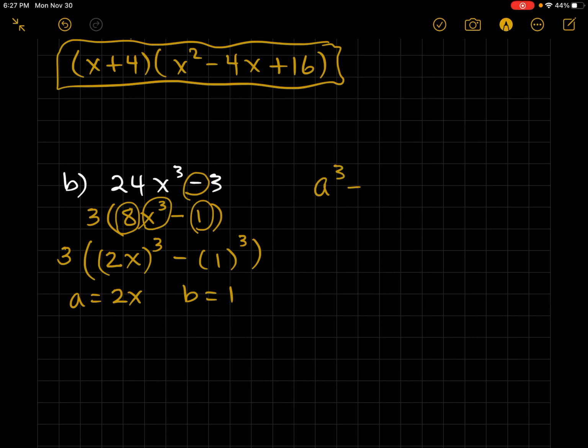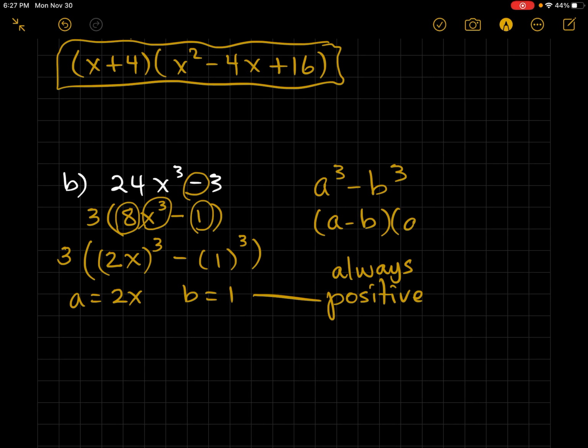So that lets me know to use this formula. But always make b positive. Positive, positive, positive. As a matter of fact, I'm going to let you know, always positive. That's a mistake that students want to make, that b negative 1. No, it's positive. So this formula is a minus b times a squared plus ab plus b squared. If I were you, I'd try to write each formula 5 times without looking. That'll help you memorize.